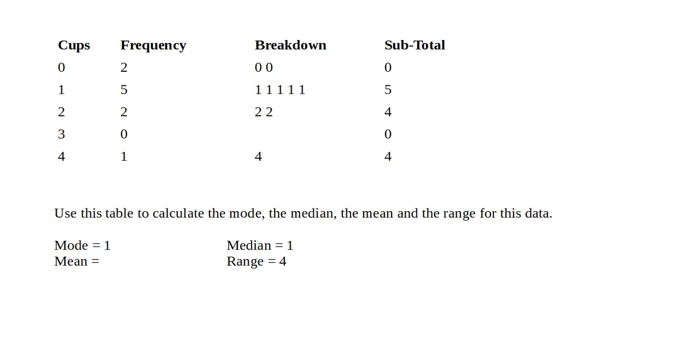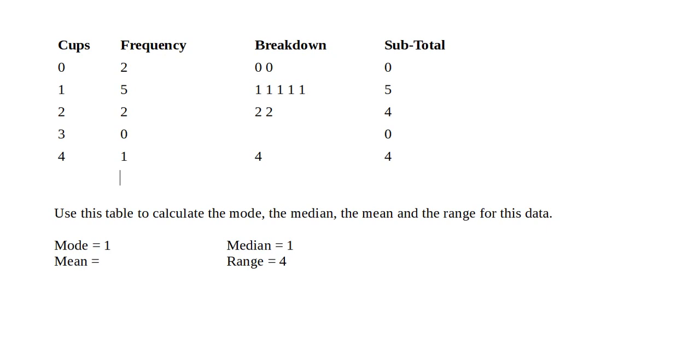Now, you can do it from a breakdown, or if you think about it, you can just multiply the first column by the second column. 0 times 2 is 0. 1 times 5 is 5. 2 times 2 is 4, etc. What's important is we understand what we're doing.